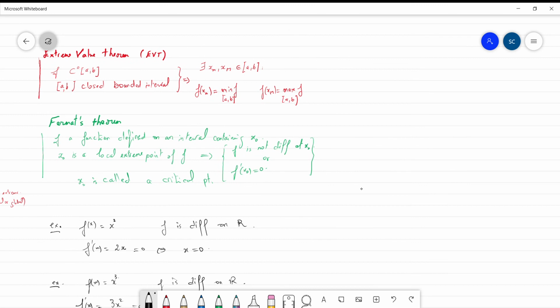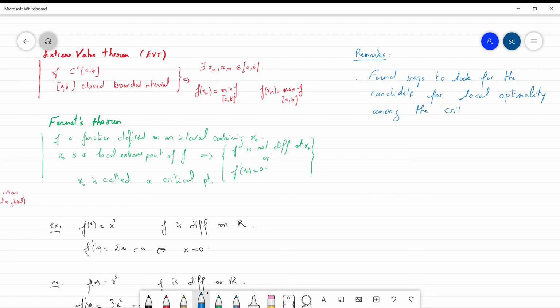As a remark, important remarks here: Fermat says to look for the candidates for local optimality among the critical points. So we saw an example.